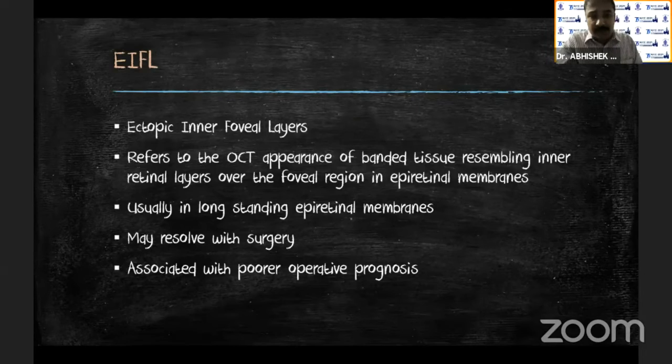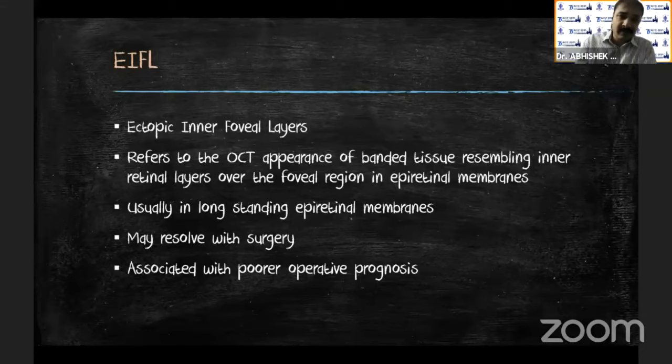This refers to the OCT appearance of banded tissue resembling abnormal retinal layers over the foveal region in cases with chronic epiretinal membranes. Usually, again, almost never seen in membranes of a shorter duration. Mostly it does not resolve with surgery, and this is basically the late stage of ERM with a lot of distortion of the retina. So it is associated with a poor visual prognosis after surgery. If you have an ERM without EIFL, the surgical prognosis is usually better.